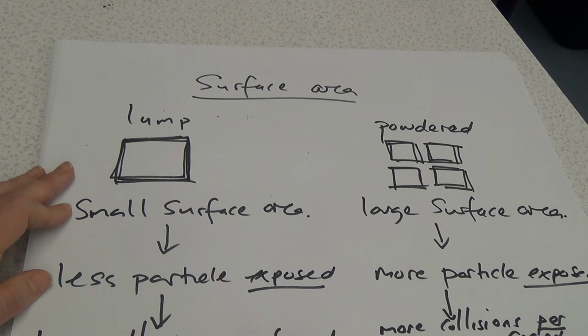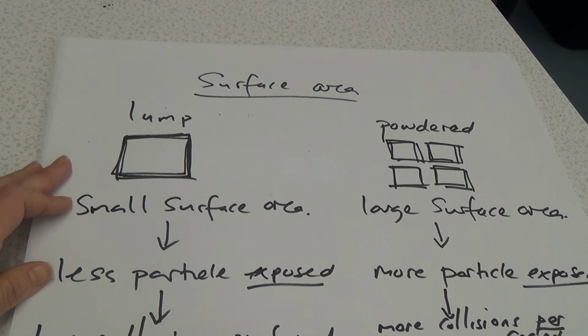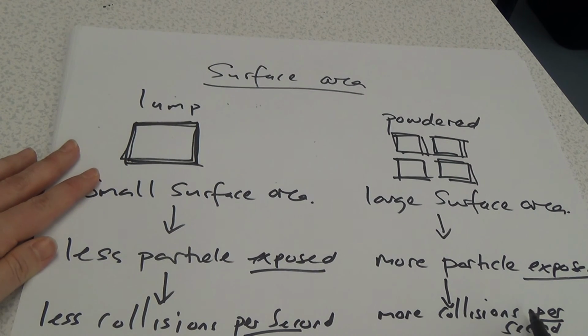Less collisions per second will result in a slower chemical reaction. More collisions per second will result in a faster chemical reaction.